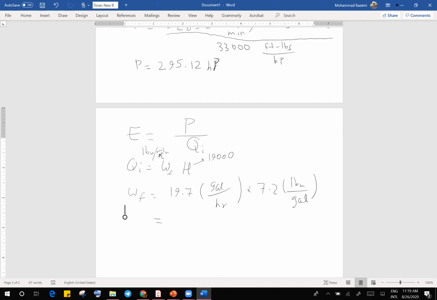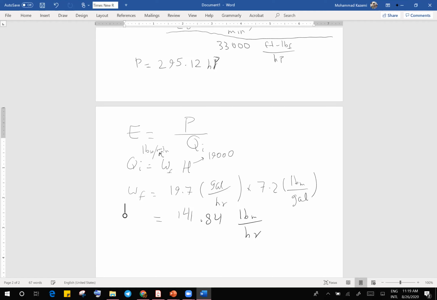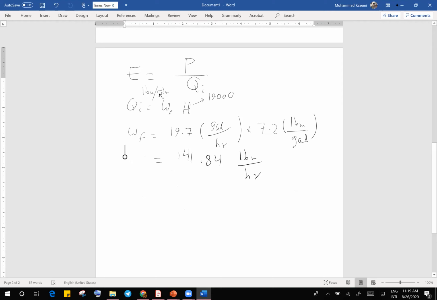So 19.7 multiplied by 7.2, that's 141.84, and that's pound mass per hour. Now that's W_F, we have H as well. So Q_I is 141.84 multiplied by 19,000, and this is BTU per pound mass, and W_F is pound mass per hour.